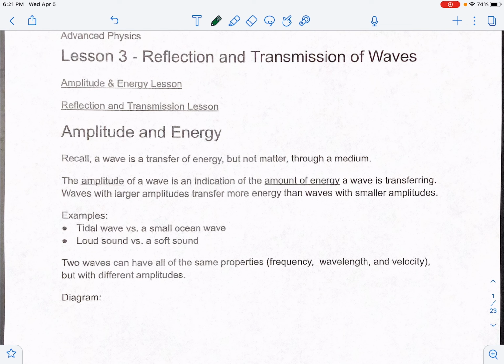Now, the amplitude of a wave is an indication of the amount of energy a wave is transferring. Waves with larger amplitudes transfer more energy than waves with smaller amplitudes. Think about a tidal wave versus a small ocean wave. A lot of you have been to the beach. When they have that double red flag out, that usually means the waves are bigger and a little more dangerous because of the energy they have. If it's just a small wave, it's not going to do much.